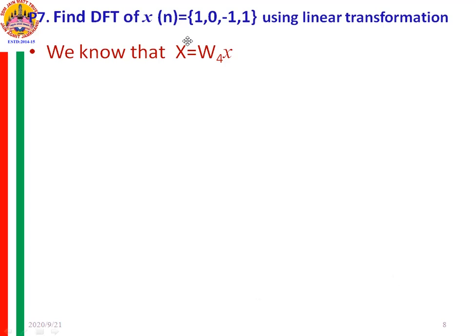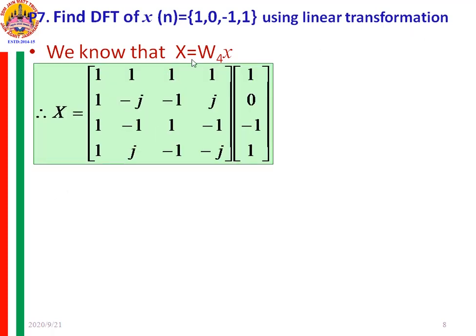Then I will move ahead with the next problem, that is xn is equal to 1, 0, minus 1 and 1 using this linear transformation. Linear transformation is nothing but the matrix approach. Now this W4 matrix let us take, and this input vector x, written in column: 1, 0, minus 1 and 1. I expect that all of you do it using the calculators.